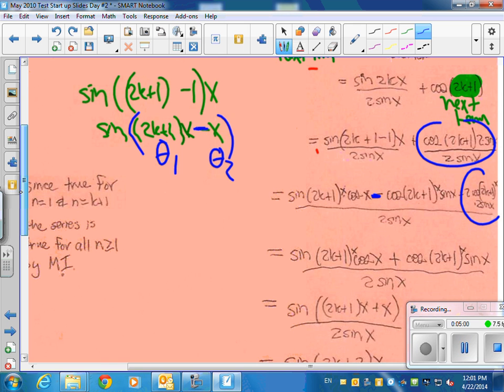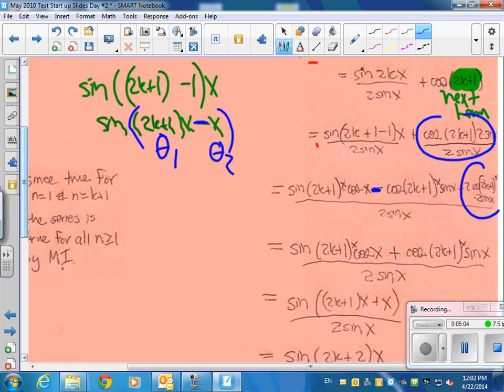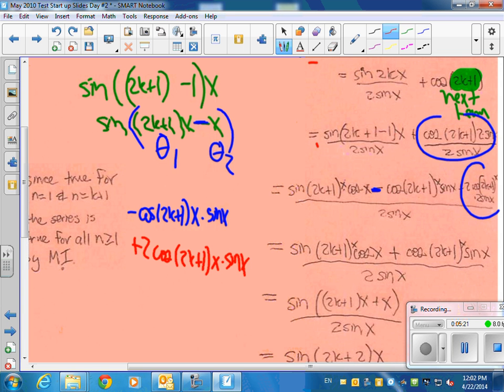This is what I didn't do yesterday. Look at this part here. This is minus cosine (2k plus 1)x sine x, and this one is plus 2 cosine (2k plus 1)x times sine x. So what can you do with these two? Put them together and you get 2 minus 1, which gives you 1 cosine (2k plus 1)x sine x. Now we're home free because I have a 2k plus 1 here, a 2k plus 1 there, and an x. By the way, this 2k plus 1 is attached to these x's.